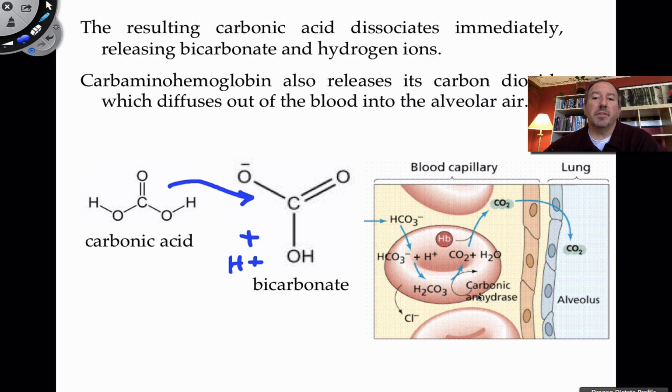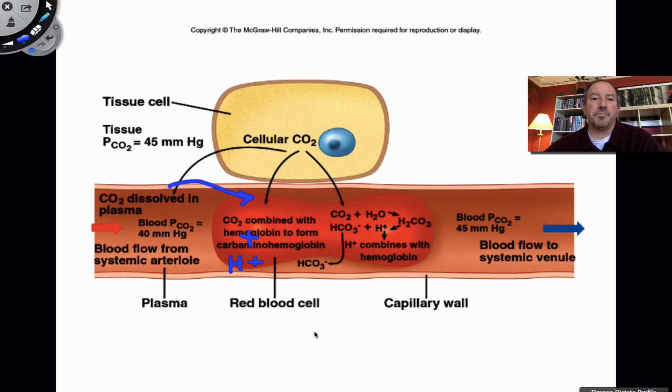carbonic acid, and then the same enzyme can speed up the conversion back to gaseous CO2, which then diffuses out of the red blood cells and into the alveolar air sac, and then we exhale the carbon dioxide into the atmosphere. Pretty awesome, especially when you can trace this all the way back. Again, you biochemists out there, you can trace that carbon dioxide all the way back into the mitochondrial matrix in the Krebs cycle. Pretty awesome. And so here you have it.